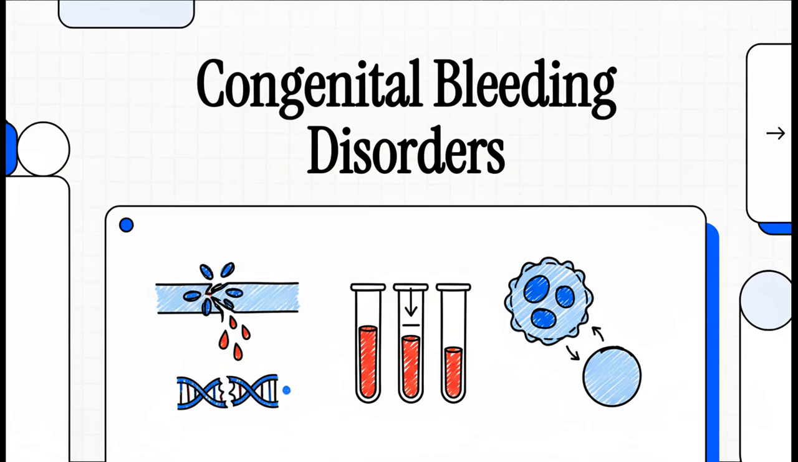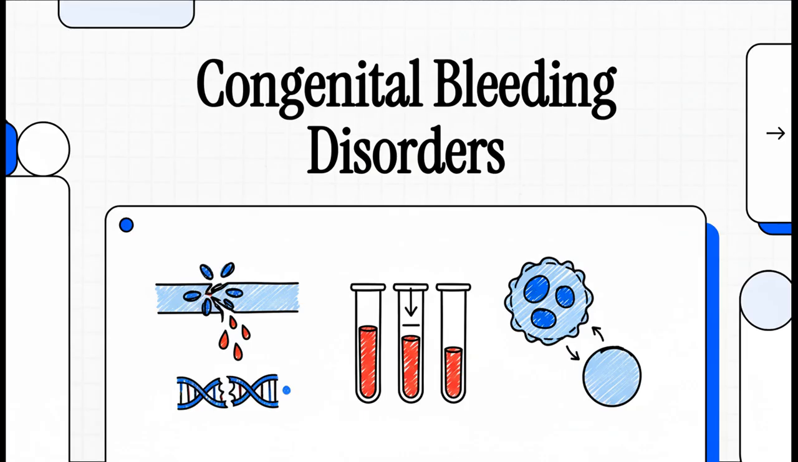Okay, picture this. A patient shows up and they're bleeding, and it just won't stop. Your mind is racing through the possibilities, but for your boards and for clinical practice, there are 3 congenital disorders you're going to want to have right at the top of your list: Hemophilia A, Hemophilia B, and the one you'll see most often, von Willebrand disease.